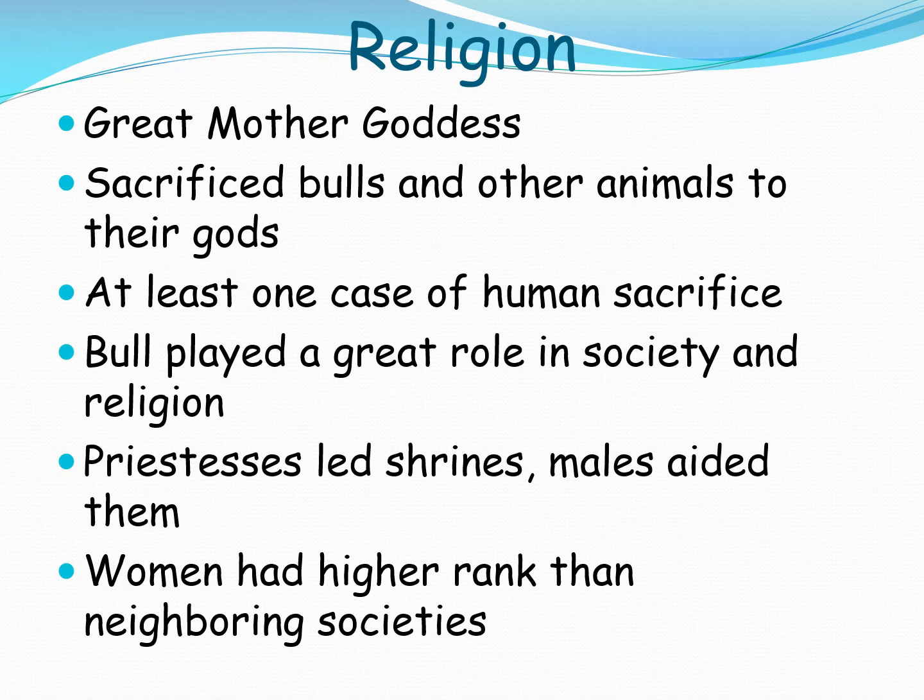While we don't know everything about the Minoan religion, we know that they had a great mother goddess, but that they were polytheistic. They sacrificed bulls and other animals to their gods. We know of at least one case of human sacrifice, but we don't think that it was something widespread. The bull played a great role in society and religion.